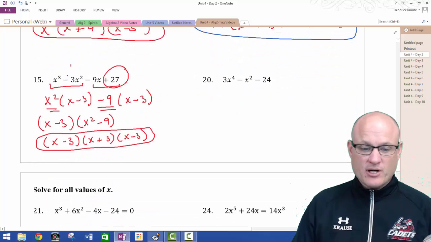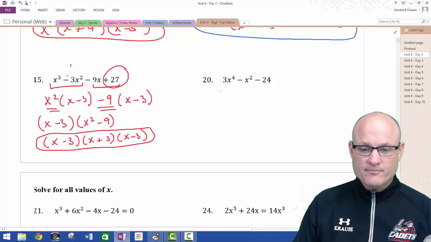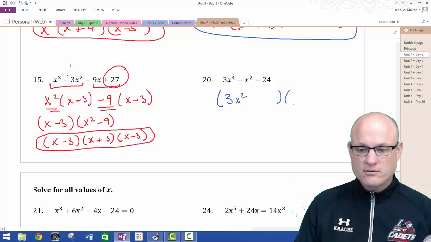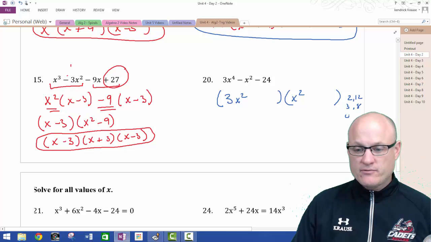All right, last problem, last difficult problem. Let's see. No GCF, so we're going to do 3x squared and x squared. Lots of ways to multiply to 24. I got 2 and 12, 3 and 8, 4 and 6. Let's see, I can't put a 3 here. I can't put a 3 here. I can't put a 6 here. No 3, no 6, no 12. But I can put those over here.